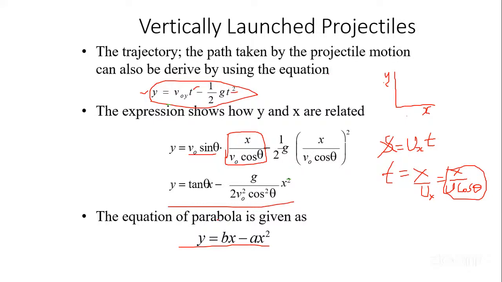And then if you compare this expression to a parabolic equation, which is this, it shows that tan theta is equal to B, and A in that equation is equal to g over 2u square cos square theta.